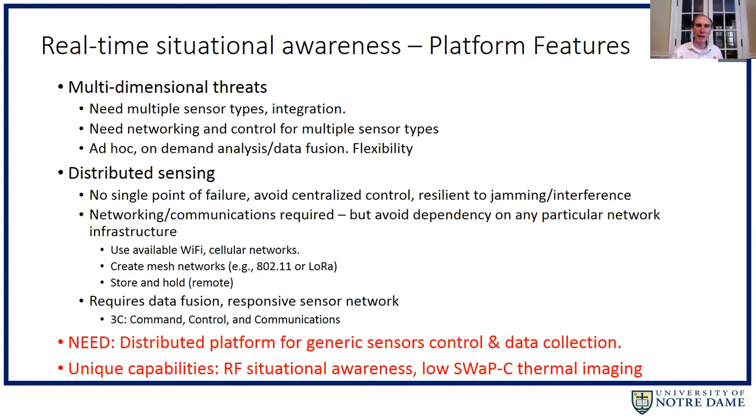So the need we had when we started this project was to come up with some type of distributed platform for generic sensors. Any type of sensor we can plug into this, we can use, and we can control the sensors as well as collect the data. But we also have some unique capabilities. We were looking at RF situational awareness, and we'll talk a little bit about that in the next couple slides. This is radio frequency situational awareness to identify activity in an area. We also developed low size, weight, power, and cost imaging systems in the mid-infrared, which are useful for chemical detection as well as thermal imaging.